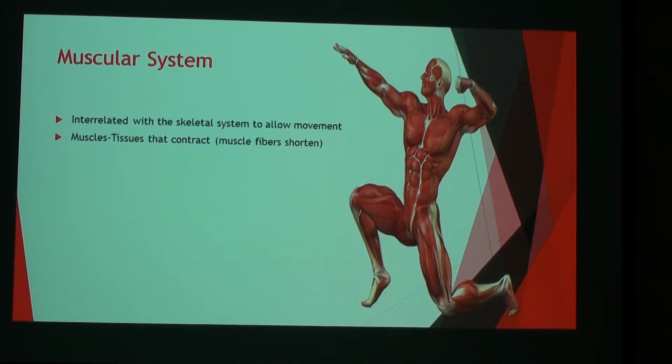Now we're going to see what the muscular system is. The muscular system is interrelated with the skeletal system to allow movement. So they work together, and in conjunction they allow us to move. The muscles are tissues that contract, and they are made of fibers which shorten, and that's a contraction. And that's how they move the bones, and that's how we move.